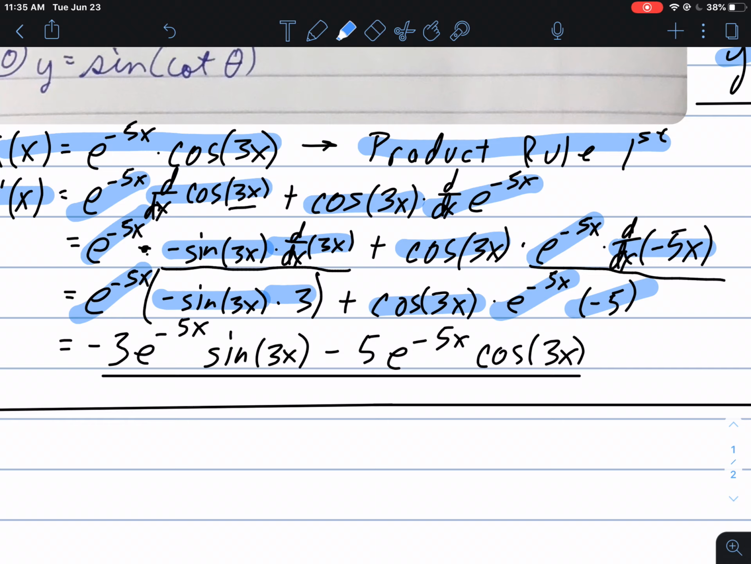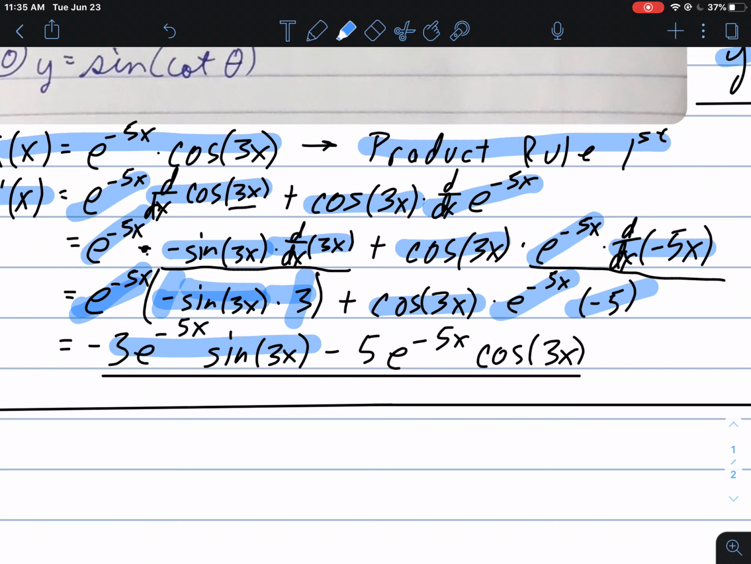Now, once I'm done with all the differentiation, that's it. There's my derivative. The rest of it, again, is just cleaning it up, making it look a little bit nicer. So I rearranged these factors in the first part of this. There's the negative 3 times that e to the negative 5x times the sine of 3x. So just rearranged. I brought the negative and the 3 up to the front.